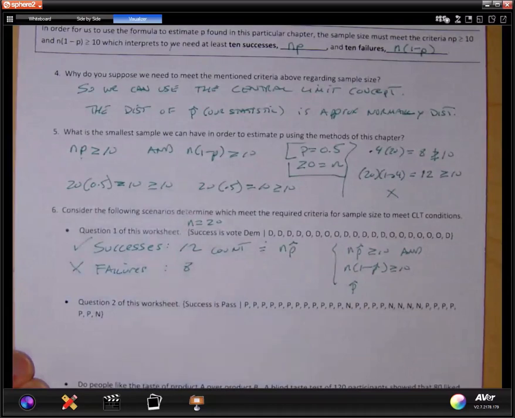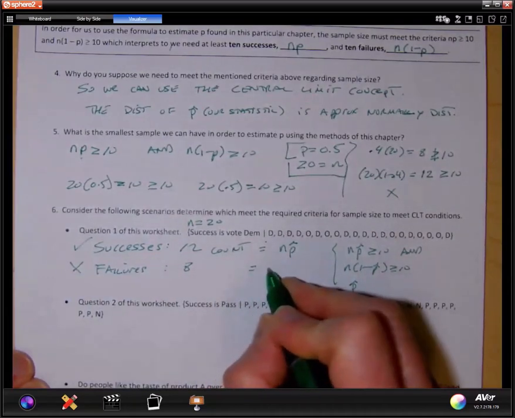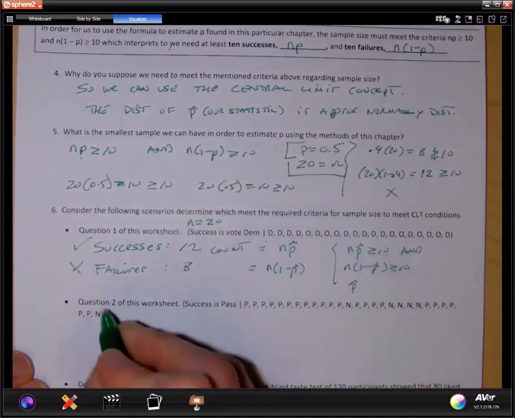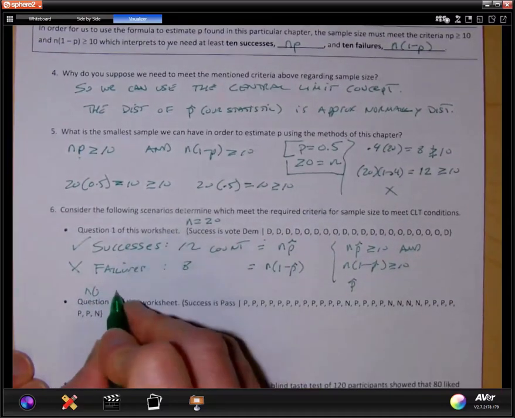I need 10 and 10, which means that this comes from n times 1 minus p hat. And the answer is no. I don't meet CLT.